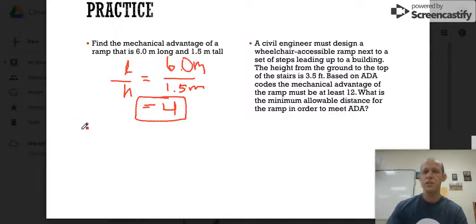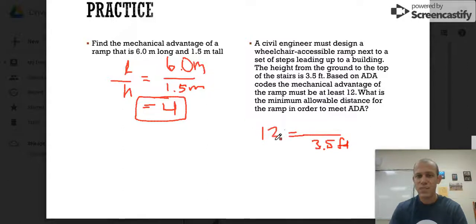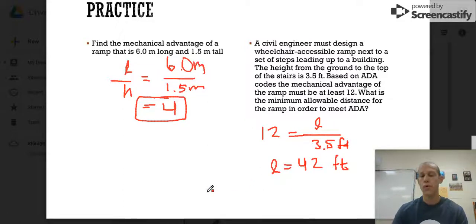A civil engineer must design a wheelchair accessible ramp next to a set of steps leading up to a building. The height from the ground to the top of the stairs is 3.5 feet. So let me just write that in, 3.5 feet for the height. Based on the ADA codes, the mechanical advantage of the ramp must be at least 12. So what is the minimum allowed distance for the ramp in order to meet the ADA? So I need to find what the length is. So I will multiply the 3.5 times 12. So the length must be at least 42.